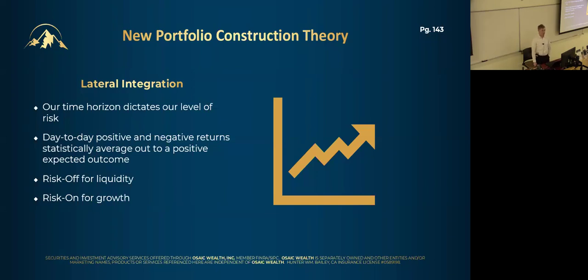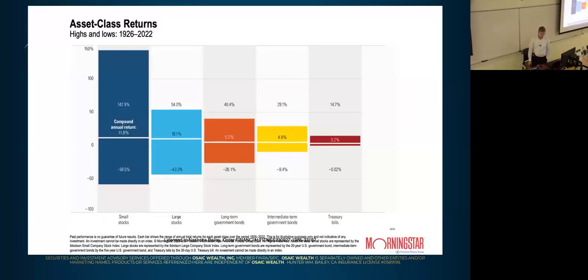If you need growth, be risk on. And that's kind of as simple as it is. And again, if we look at things like asset class returns, this is looking at the difference between the compound annual return, which is if you look at every single year and average the return every single year, versus the highs and the lows.